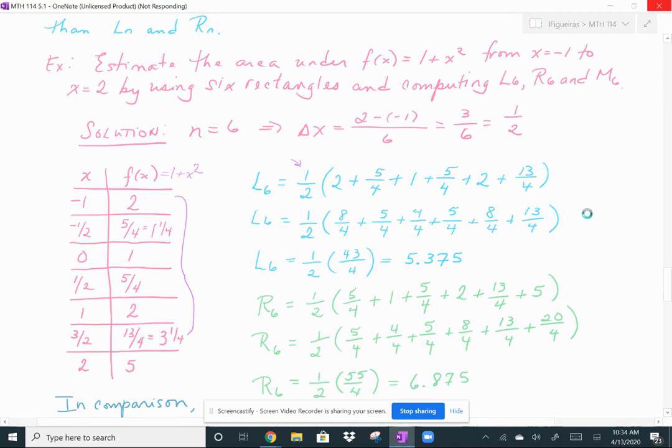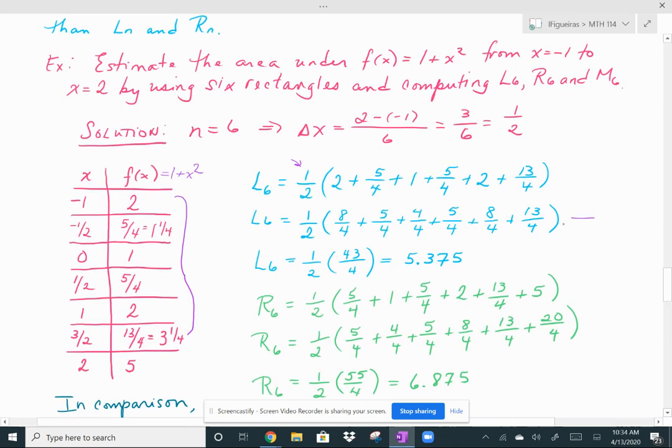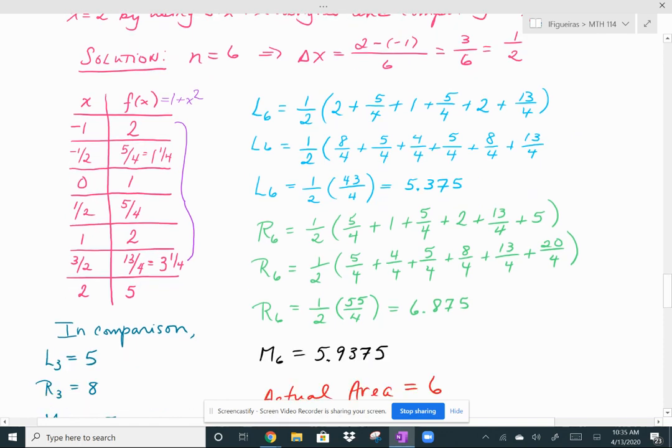Then I get a common denominator, which is here. And that common denominator is 4. And when you simplify, you have an estimate of 5.375. We do the same thing for the right-hand endpoints using 6 rectangles. With right-hand endpoints, you start with the second one and end with the last. So these are L sub 6 and these are R sub 6.